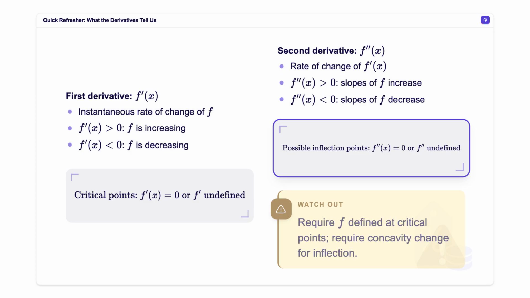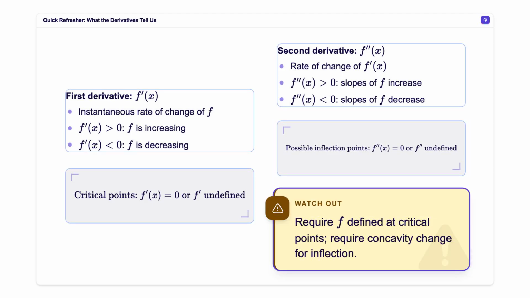Possible inflection points often occur where f double prime of x equals 0 or where f double prime is undefined. But possible is important. You still need concavity to actually change. So keep the warning in mind. Critical points require f to be defined, and inflection points require a real change in concavity. Next, we'll organize these relationships into one map.